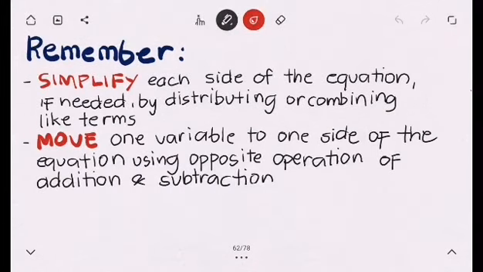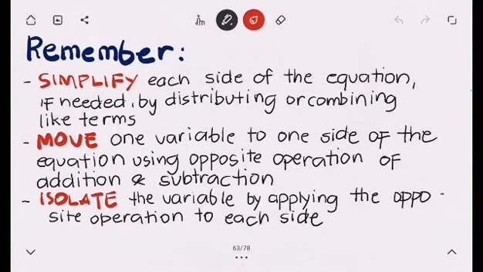Then the second one is to move one variable to one side of the equation. So paano ginagawa yon? So not literally na ililipat. So ginagamitan pa rin siya ng property of equality. So pwedeng addition property of equality ang gamitin natin. So for the third step, we have to isolate.